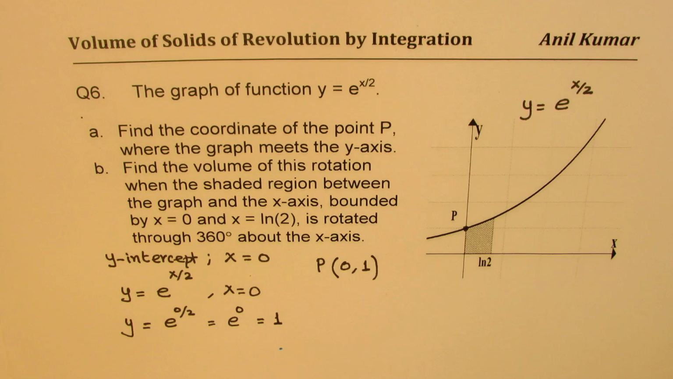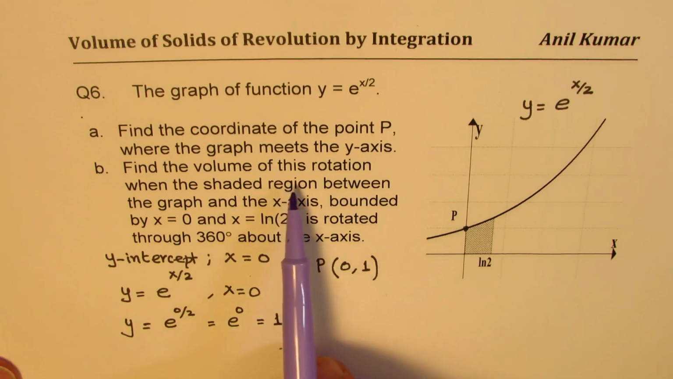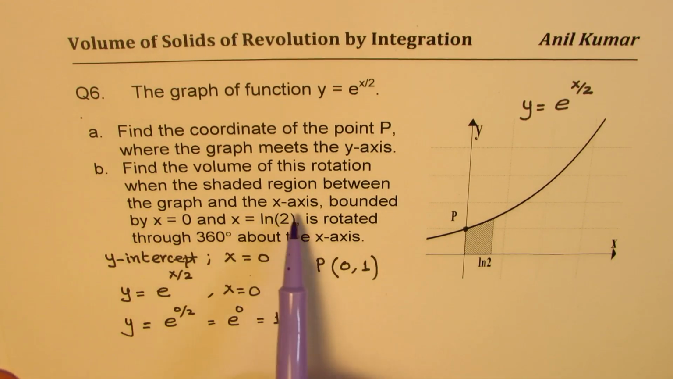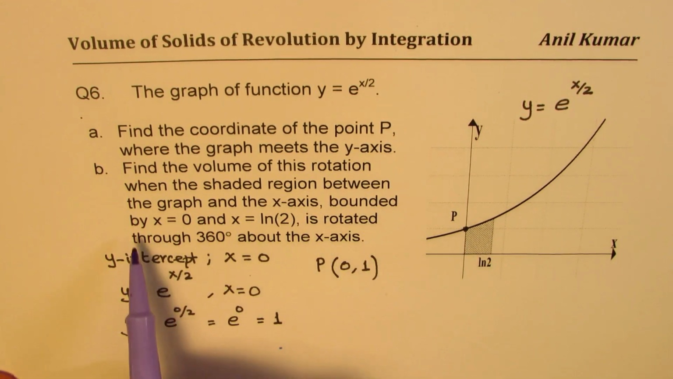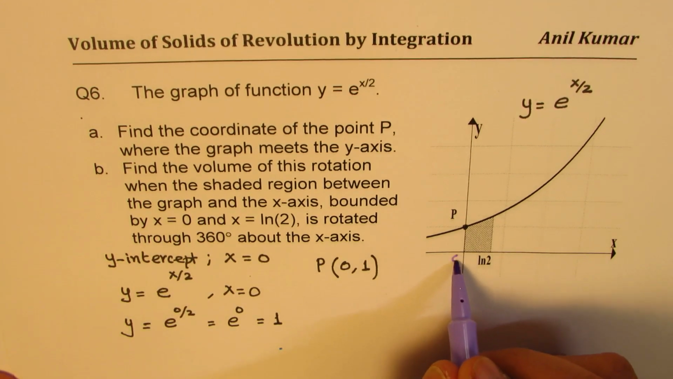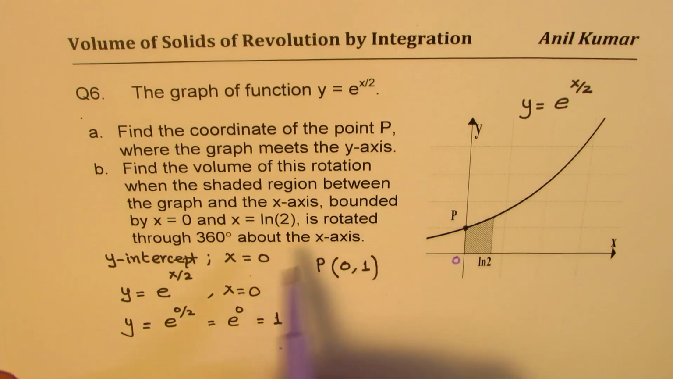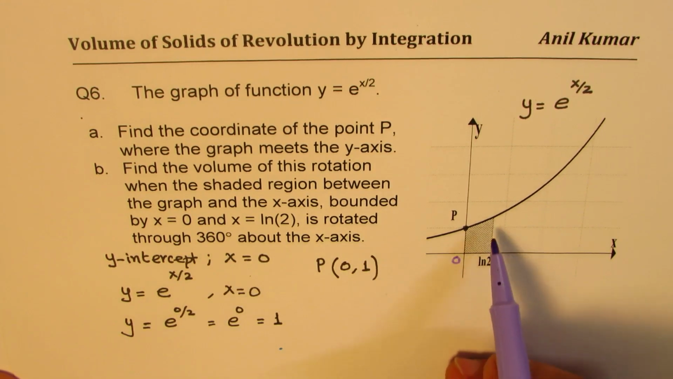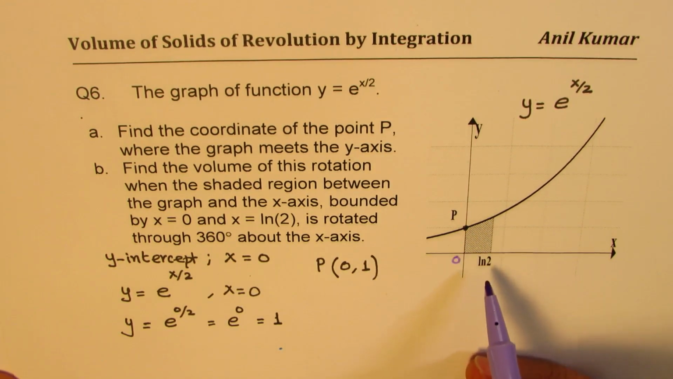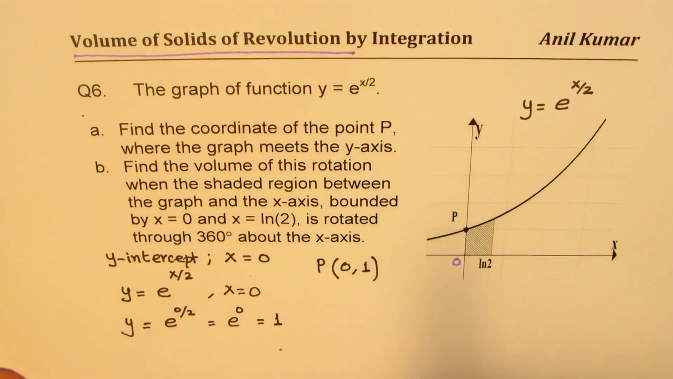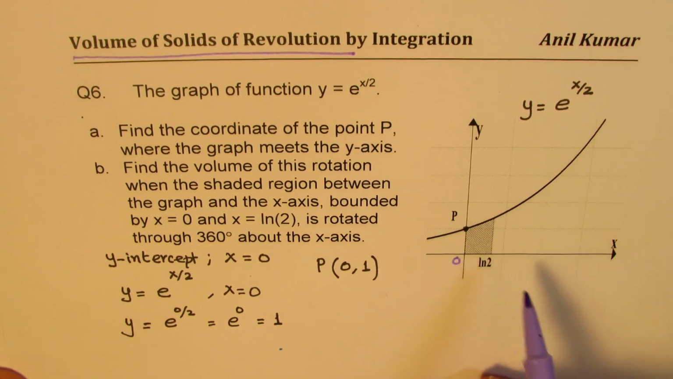Now part B of this question is to find the volume of revolution when the shaded region between the graph and the x-axis, bounded by x equals 0 and x equals ln 2, is rotated through 360 degrees. And when they are rotated like this, what you get is a volume of solid of revolution, right? So how are we going to find this?